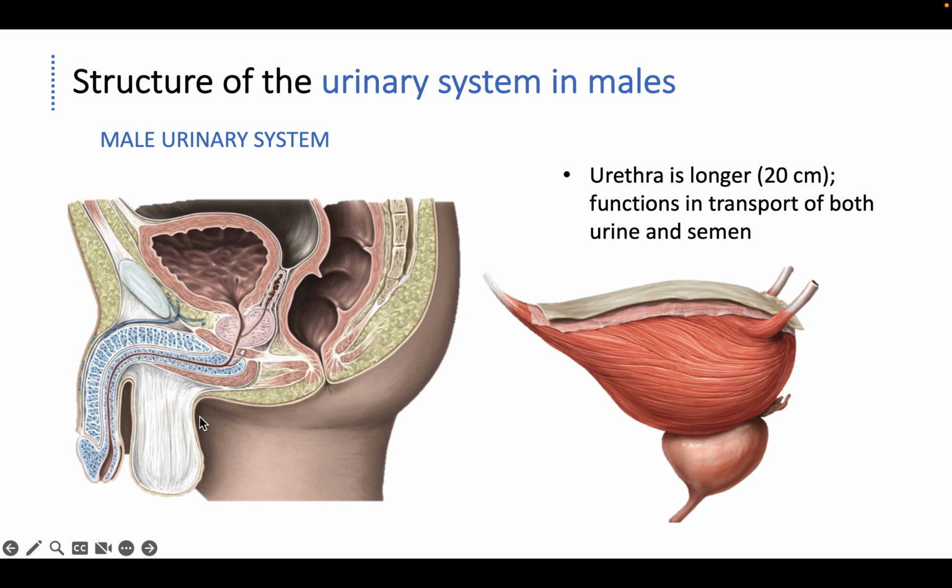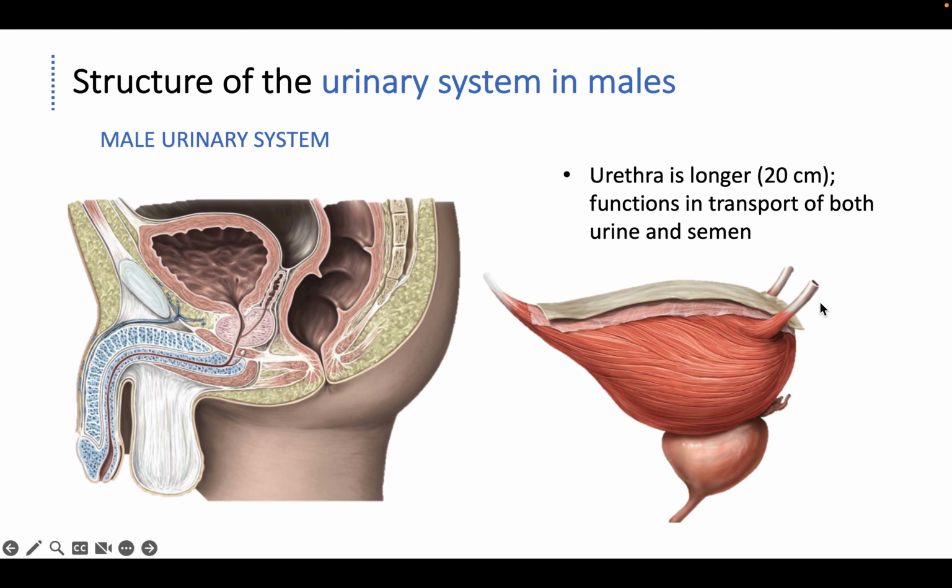And so it's much shorter in females than males. And so this leads to an increased likelihood and an increased prevalence of urinary tract infections in females versus males, because you have a much shorter distance between the external opening and the internal opening in females as compared to males. So there's some anatomical differences there as well, right?